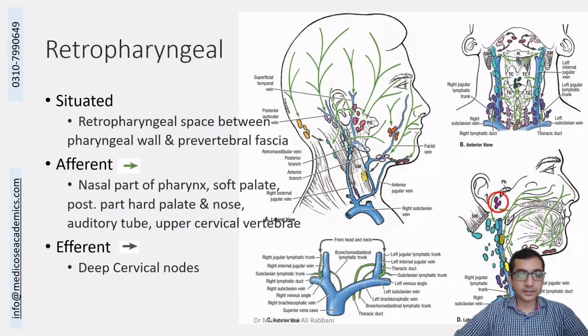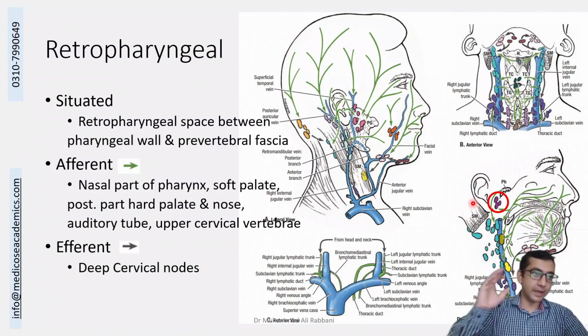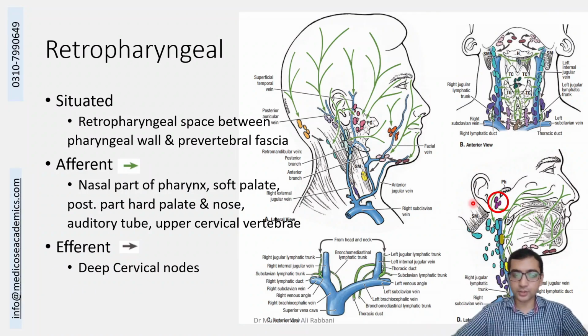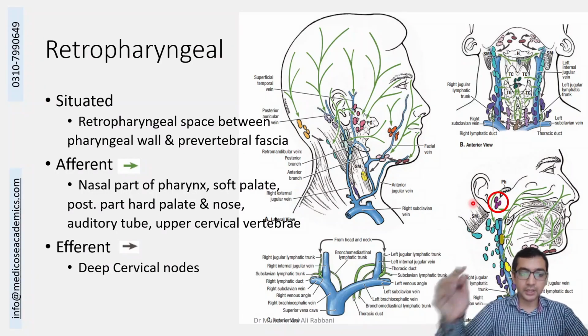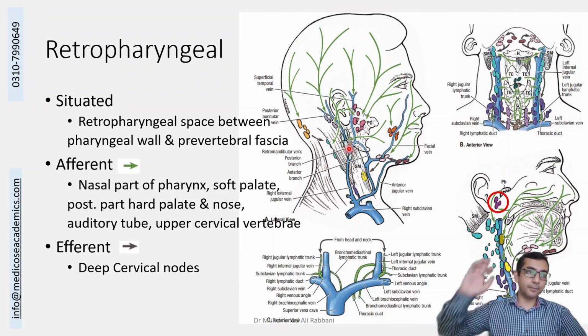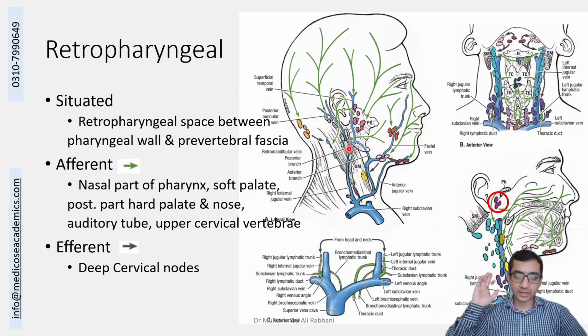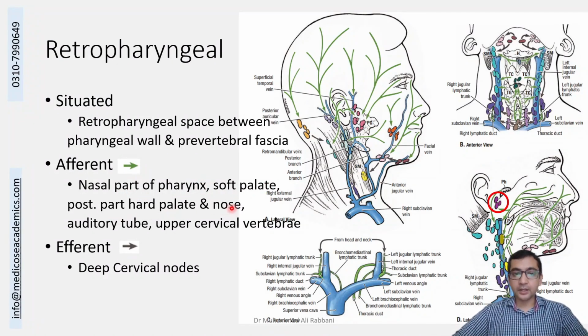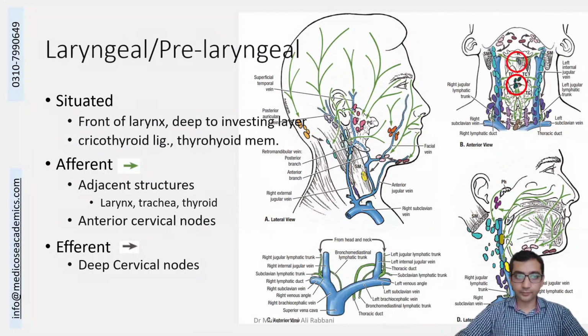Then there is a retropharyngeal group of nodes. They are present on the back of the pharynx, behind the visceral fascia, the buccopharyngeal fascia, in front of the prevertebral fascia. The clinical importance is that purulent infection can lead to infection of the prevertebral space. They drain the back aspect of the oral cavity, the back aspect of the nasal cavity, and the pharynx also: nasal part of the pharynx, soft palate, hard palate, nose, auditory tube, and cervical vertebra. These are drained by this group.